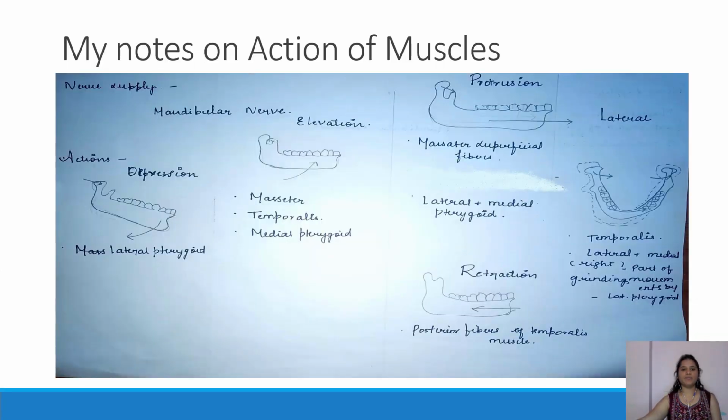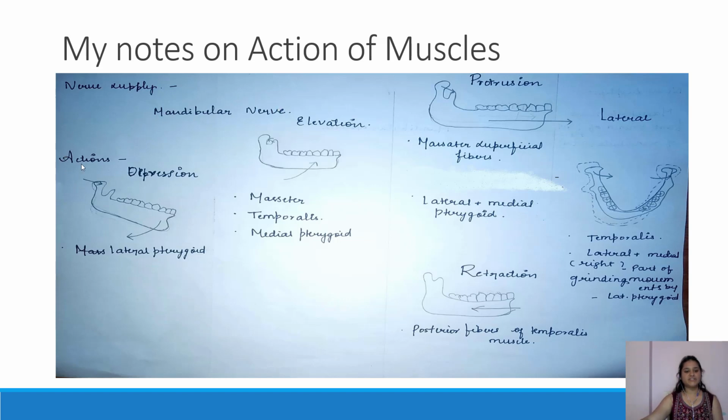Next, moving ahead with the nerve supply. Nerve supply to all the muscles of mastication is by the mandibular nerve. To the masseter is by the masseteric branch of the anterior division of the mandibular nerve. To the temporalis is by the temporal branch of the mandibular nerve. Lateral pterygoid is again the mandibular nerve. Medial pterygoid is by the main trunk of the mandibular nerve.